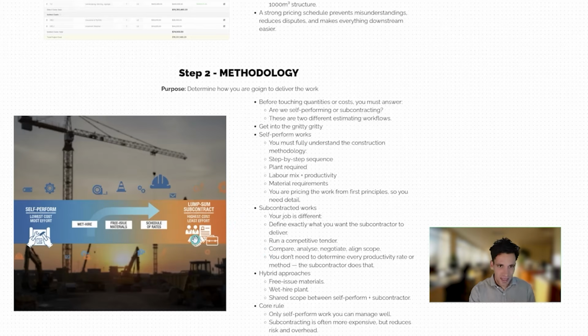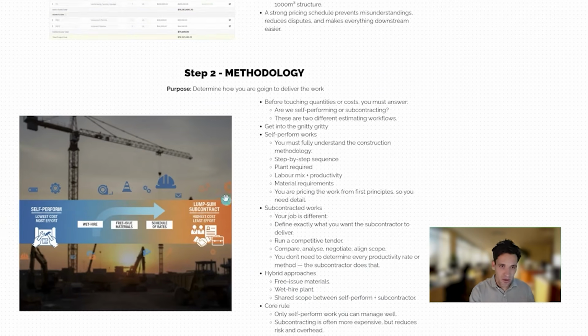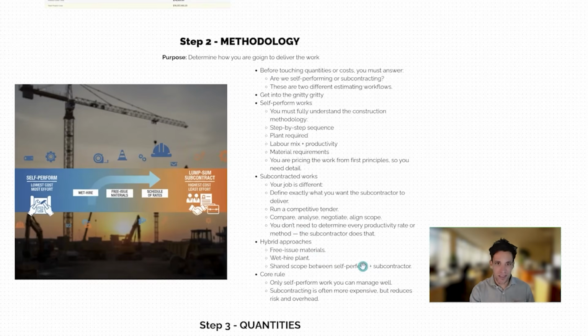I should also state for clarity that sometimes subcontracting is actually cheaper than self-performing the work because sometimes you get subcontractors who just have better productivities, can do the work better, and actually get better labor rates than we would. So really, it's not as simple as subcontracting is always higher cost. You really need to analyze all of these different options and come up with the best methodology. That's why I really think methodology is where you can make or break your estimate.